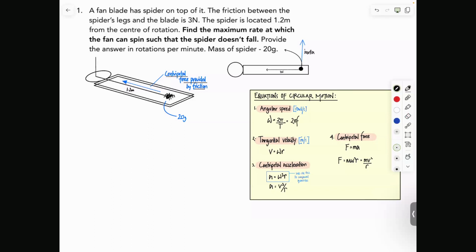Round it down, because if you round it up, it means it's a faster rate. So it means the spider will definitely fall. 106.